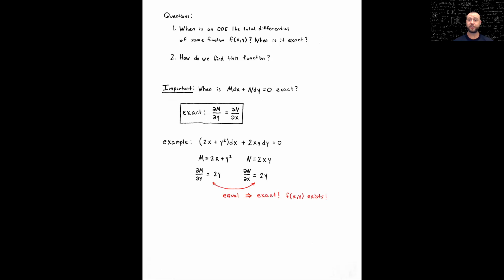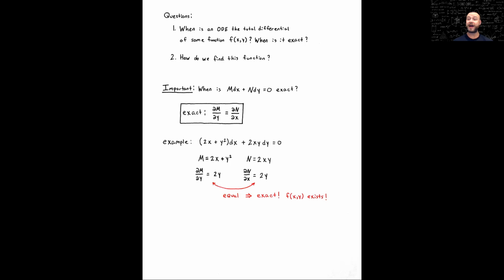So with the function m, we differentiate it with respect to y, and we get 2y. We take the function n and differentiate it with respect to x, and we also get 2y. And our criteria then says because those partial derivatives are equal, our ODE is exact. What that means is the function of two variables, what we've been calling f of x comma y, exists.